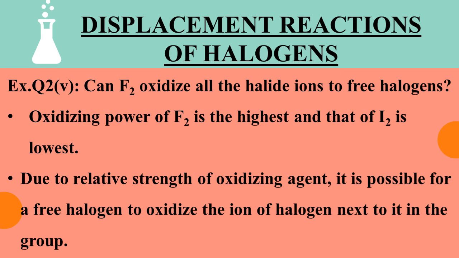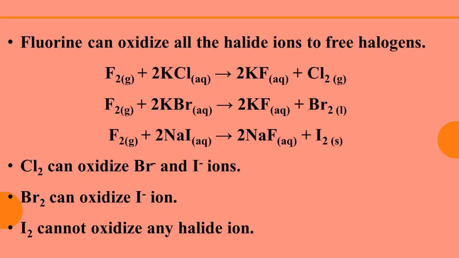Due to relative strength of oxidizing agent, it is possible for a free halogen to oxidize the ion of halogen next to it in the group. Means the top member in the group can oxidize all the members which are lower to it. For example, fluorine can oxidize all the halide ions to free halogens because it is present on the top of the group and its oxidizing power is highest.